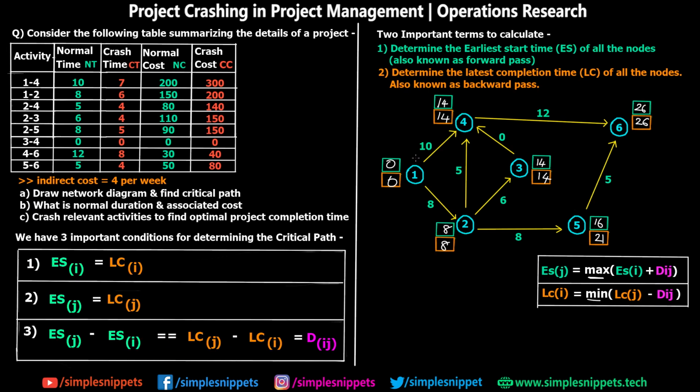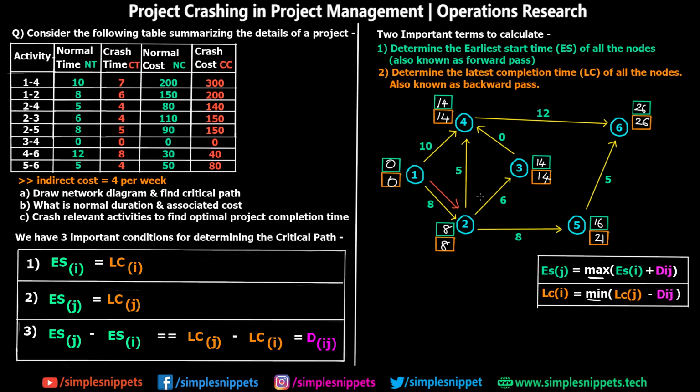And to find out the critical path, we have 3 different conditions which you can see on the screen. But the easy interpretation of these 3 conditions is that we just have to select those activities where the ES and LC values are equal. So that path we have to mark as critical path. In this example, you can see we have two options because we can go from 1 to 2. So for node number 1 and node number 2, both ES and LC values are equal.